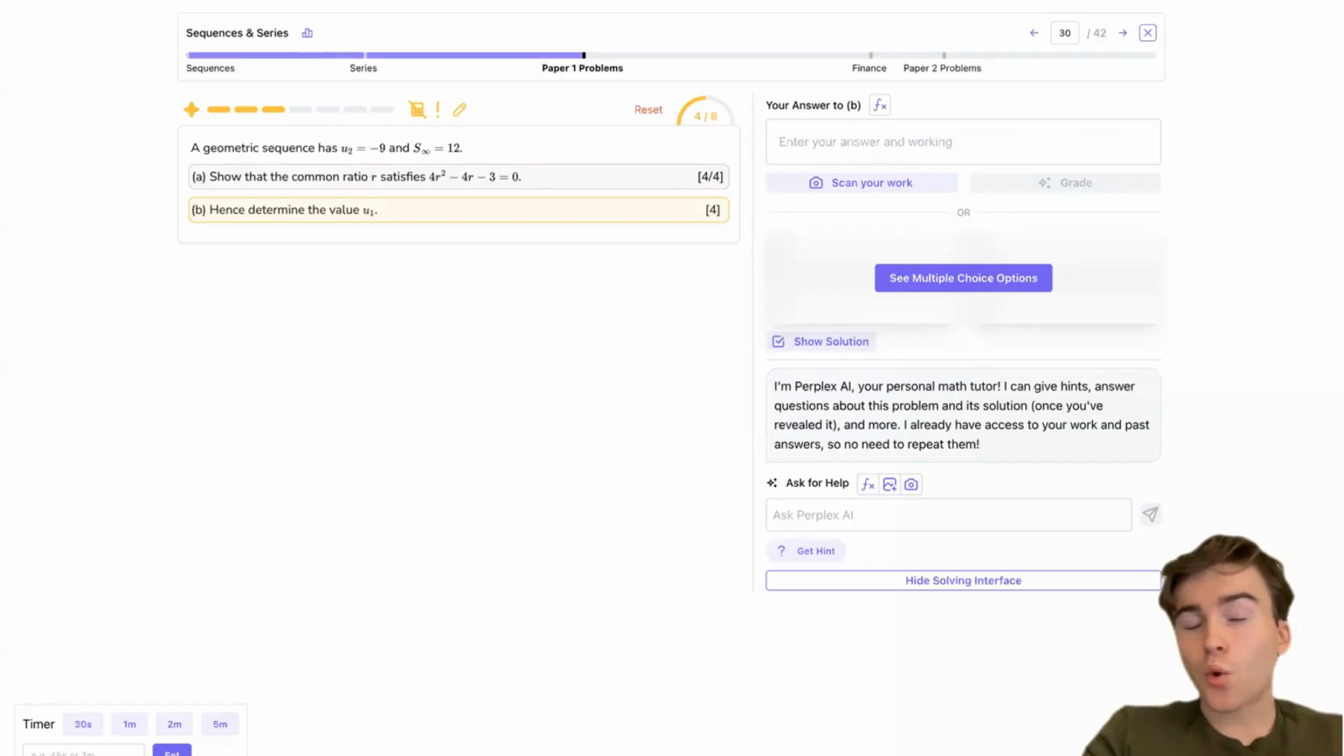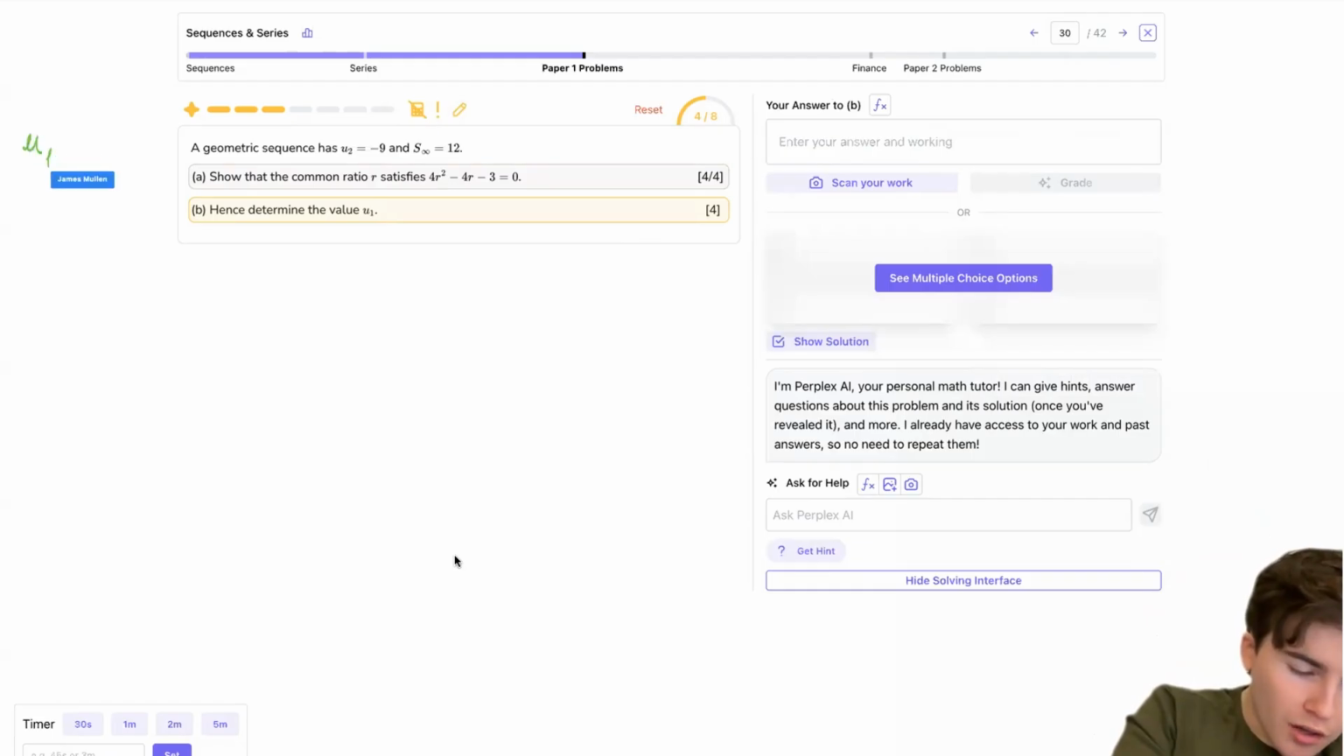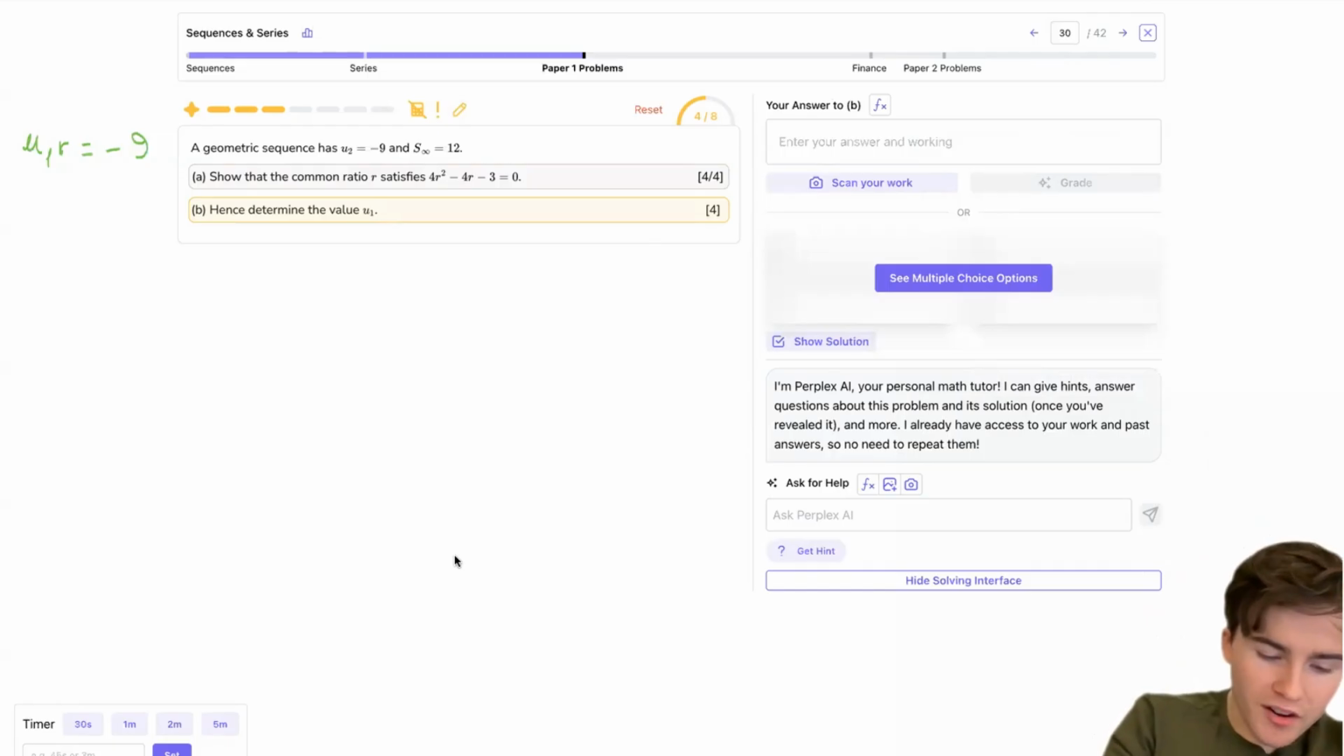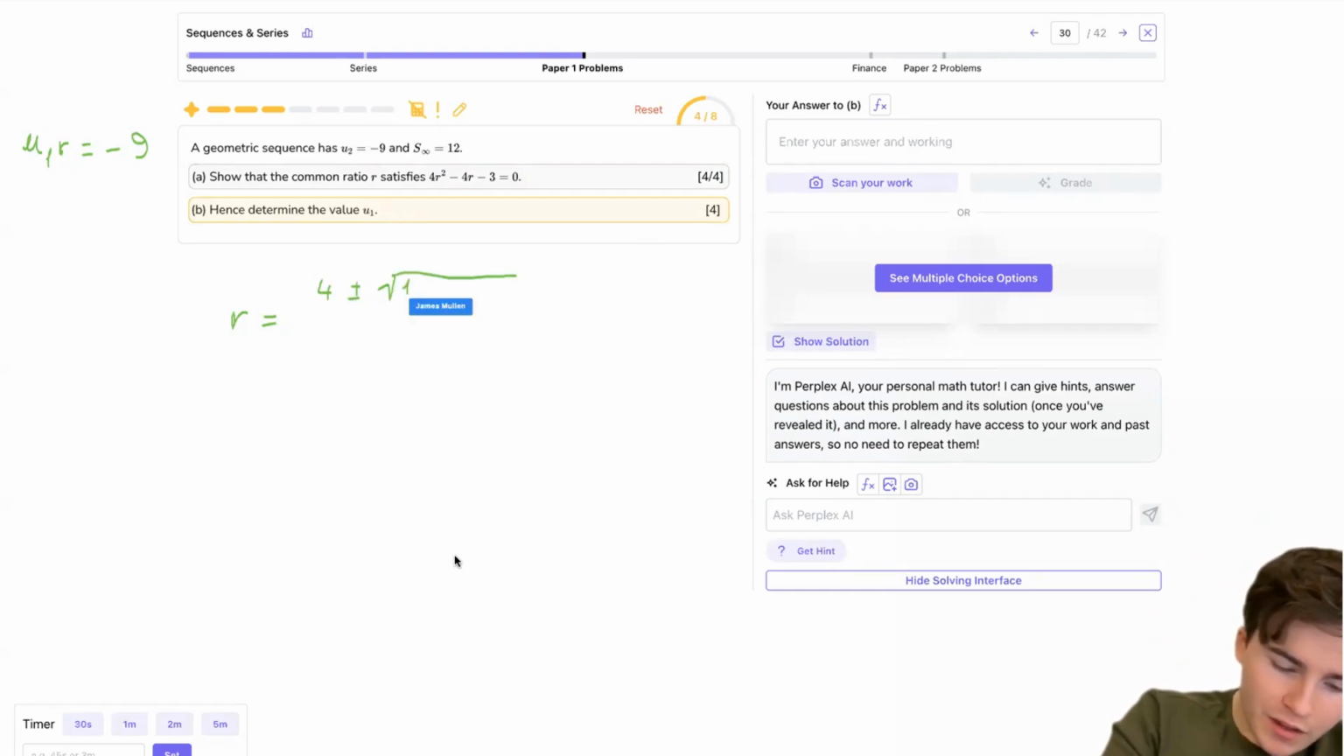So we have a quadratic expression for r. We're going to try and solve that quadratic expression to find the common ratio, and that's going to help us find the first term, because remember that we knew that U1 r is equal to minus 9 from part A. So to solve 4r squared minus 4r minus 3, I'm going to use the quadratic formula. My negative b is 4 plus or minus the square root of b squared, here 16, minus 4 times 4 times 3. All of that is being divided by 2 times 4.